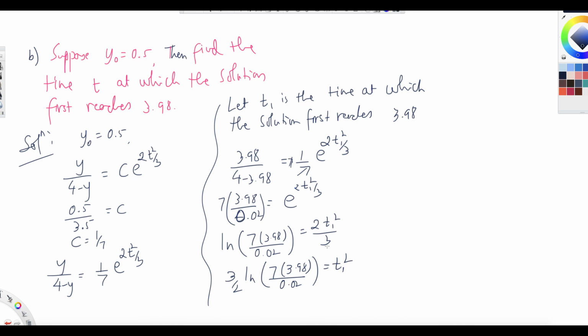So if you find the value of the left hand side, you get t1 squared equals 10.8588. If you take the square root, t1 is the square root of 10.8588, which is 3.2952. So 3.2952 is the time at which the solution reaches the height of 3.98 for the first time. Okay guys, thank you. That's the end of this problem.